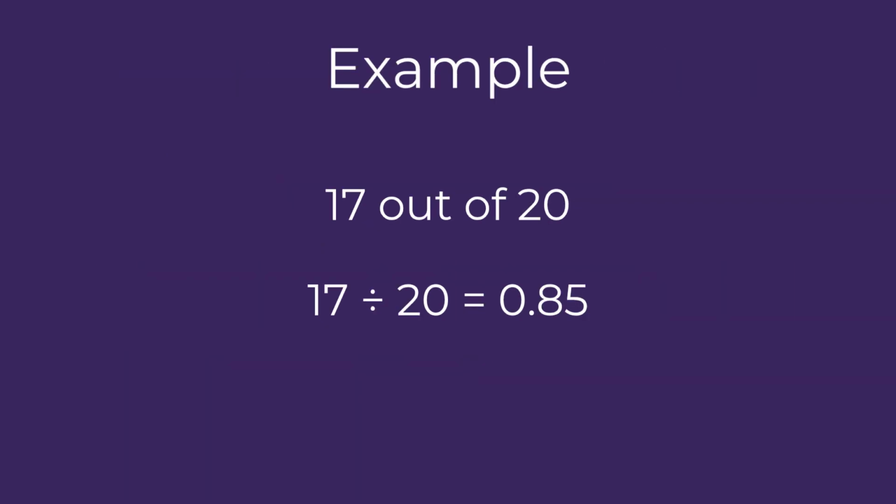Say you scored 17 out of 20 in a test. 17 divided by 20 gives you 0.85. Straight away you can see that is 85%, and you can compare it to any other score written as a decimal without any further working.